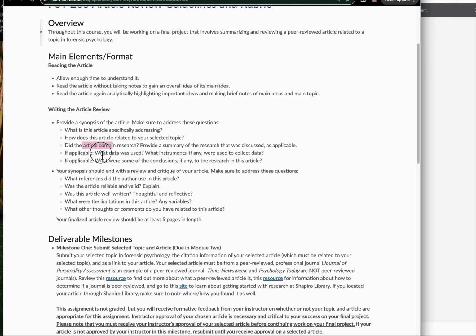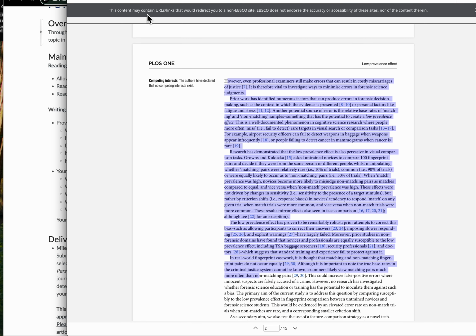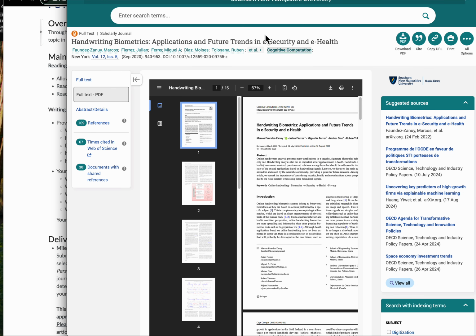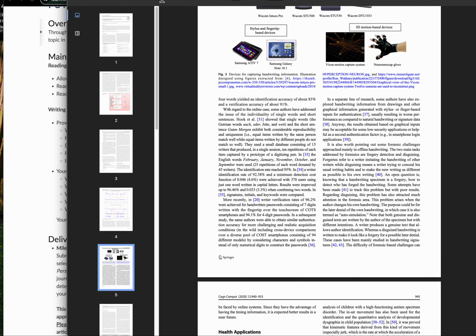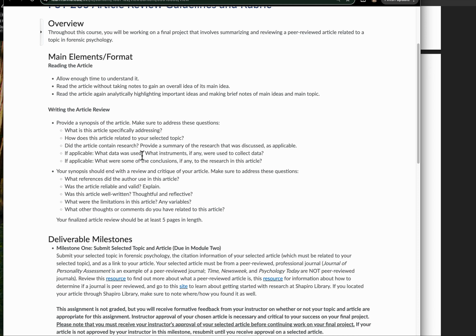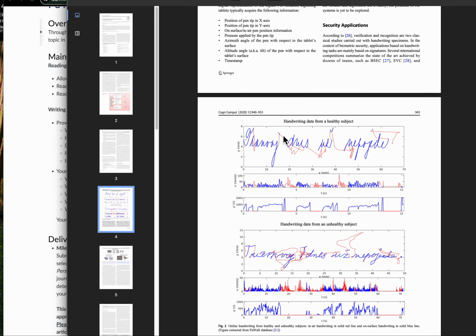And then, what data was used, what instruments were used to collect the data. I have two different examples of this. In this handwriting analysis one, sorry about that, I had to find it, this one is actually just about what has been done in the past. So there aren't any measures, and there are no instruments. You could just say that this article is just reviewing past literature and there is not any measure.